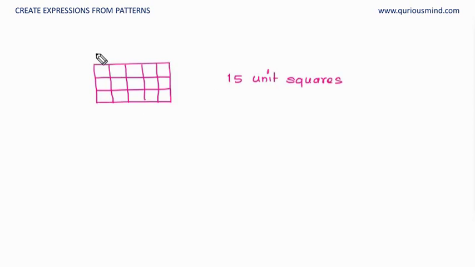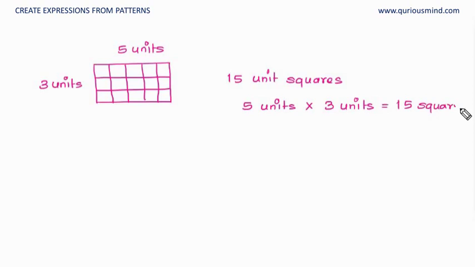In this rectangle, the length of the rectangle was 5 units, and the breadth was 3 units. And we observed that when we multiply 5 units with 3 units, we get 15 square units. And that is same as the area which we found.